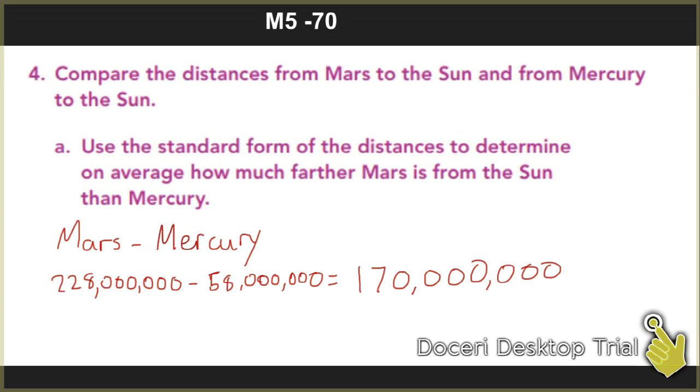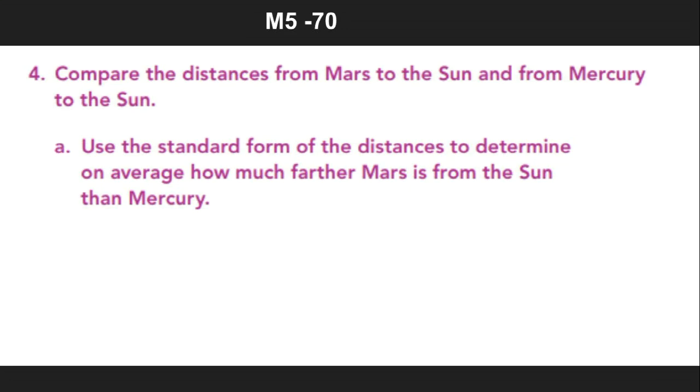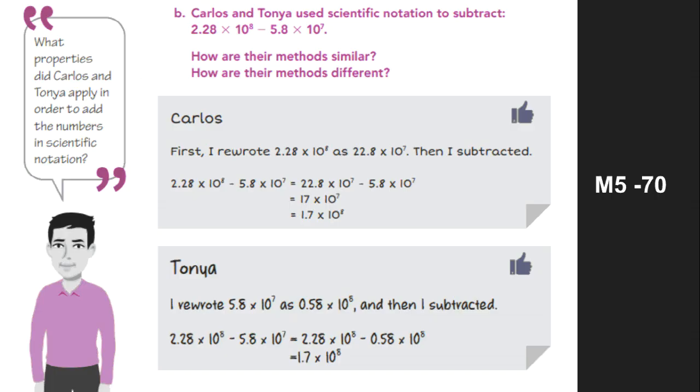All right. So in the middle of this page, it's got 2 examples. So Carlos and Tanya, okay, they have different methods for how they're going to subtract in scientific notation, and the question is, how are their methods similar and how are they different?